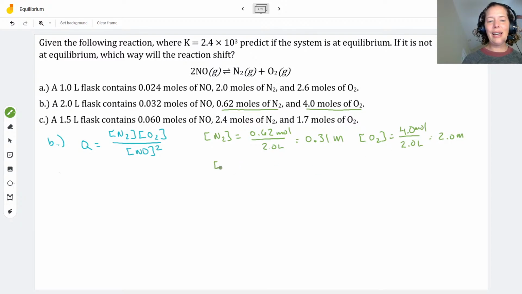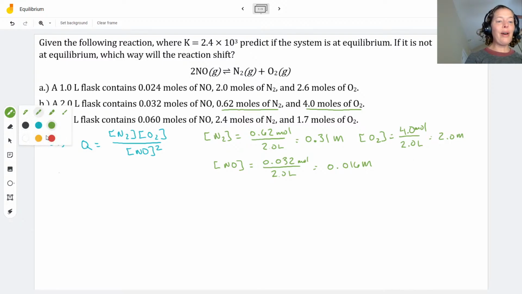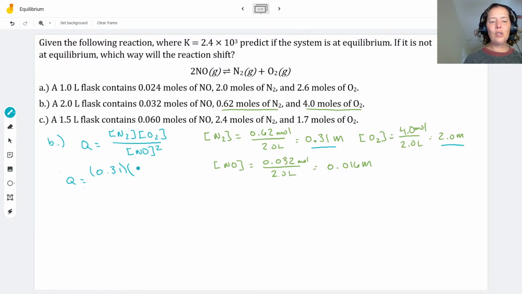And then last, I'll do my nitrogen monoxide. And this is 0.032 moles, again, in a 2-liter solution. And that is 0.016. Again, that's concentration. Okay, so now I can plug in all my numbers into my Q and figure out what's going on here. All right, so Q is equal to nitrogen 0.31, oxygen is 2, and nitrogen monoxide is 0.016.